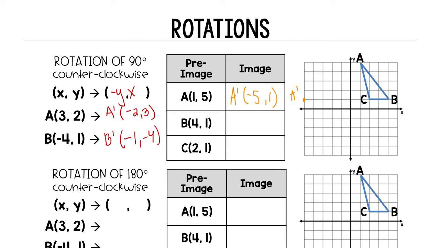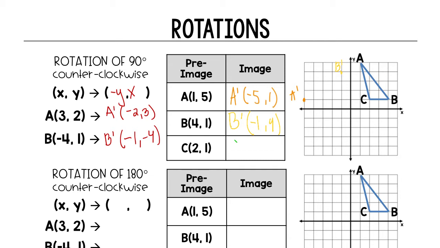Let's do the same thing for B. That's going to turn into B prime. 4, 1 becomes 1, 4. We switch spots, and Y is now negative. Negative 1, 4. Going to be right there.